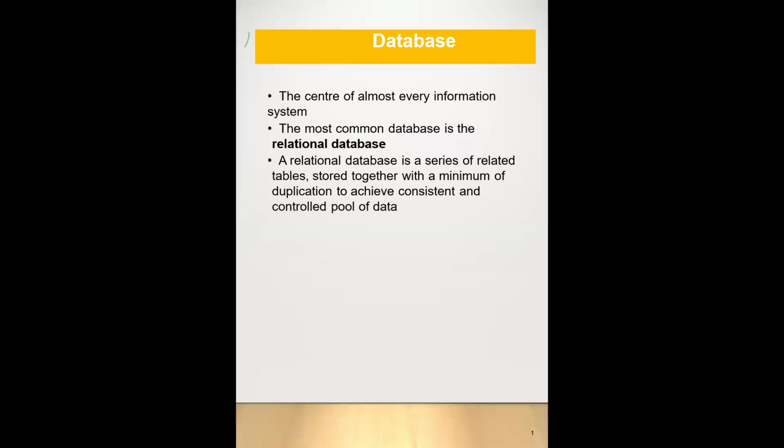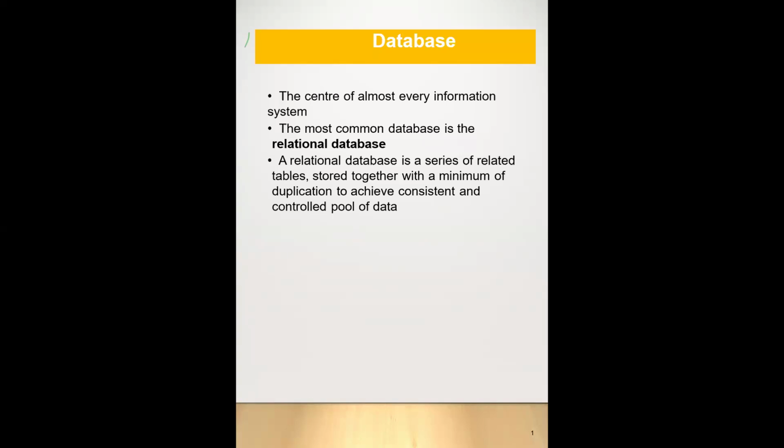The variation of this type of information system is what we term the multi-dimensional database, right? Which organizes data in the form of cubes, and each cube contains several pieces of information or activities. So a relational database is a series of related tables that are stored together with a minimum of duplication to achieve a consistent and controlled pool of data.